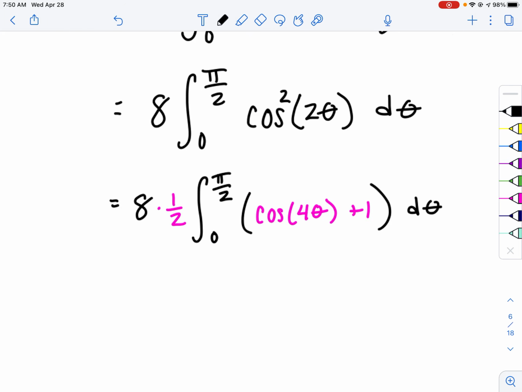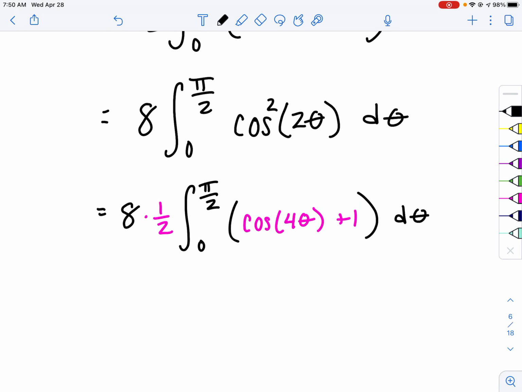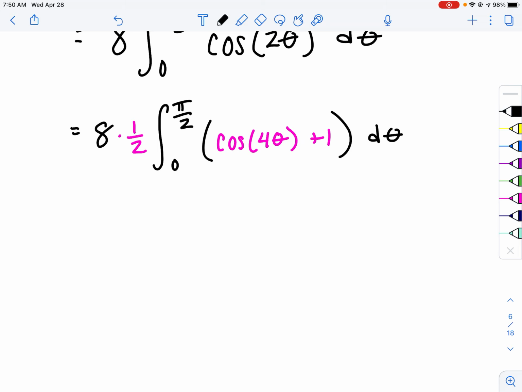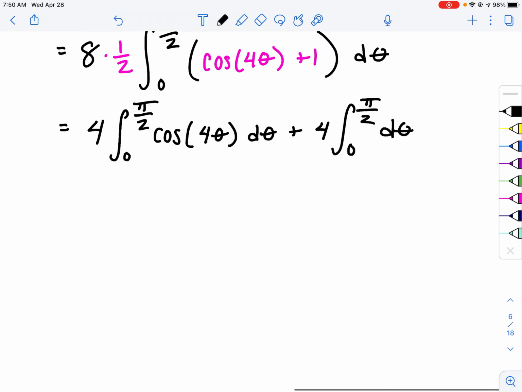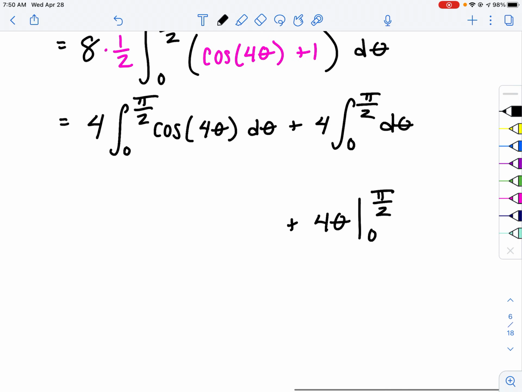Just zooming out, let's make sure we check that work. Yep. Right, so it's just double the angle that you started with. Okay, so that gives me a 4 on the outside. And then I'm going to go ahead and break this into 2 integrals. So we have cosine of 4 theta d theta plus 4 times the integral from 0 to pi over 2 of just d theta. Right, so that part's really easy. It's going to be 4 times theta from 0 to pi over 2.